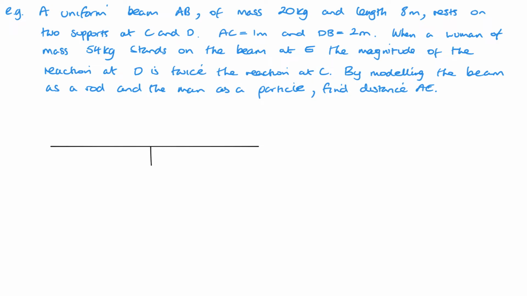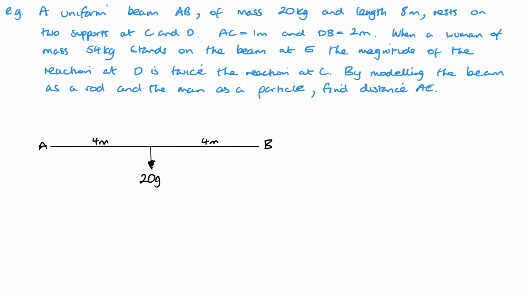So if its mass is 20 kilograms and it's uniform, that mass will act exactly in the middle of my diagram. So I'm looking at essentially 4 meters either side of AB. Okay, so that's my first step.